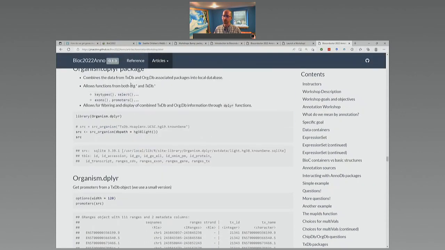It has the same functions that we have for the TXDB: keytypes, select, promoters, exons, everything like that is the same. So you can use these basically the same way. If we load up the organism dplyr package, normally you would say source organism and use an actual TXDB. For purposes of this workshop, we're just going to use this little cut down thing, the HG38 light, which hardly has anything in it, which makes things go a lot faster. If we do this source organism, say where the thing is, and do the show method, it'll tell us here's where it is.